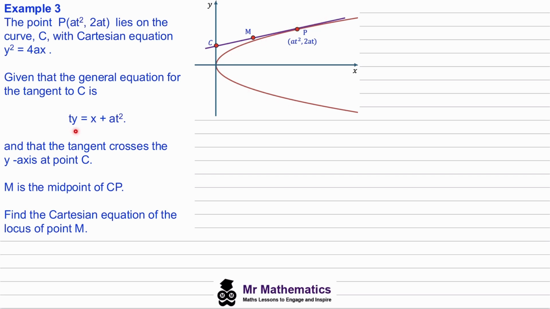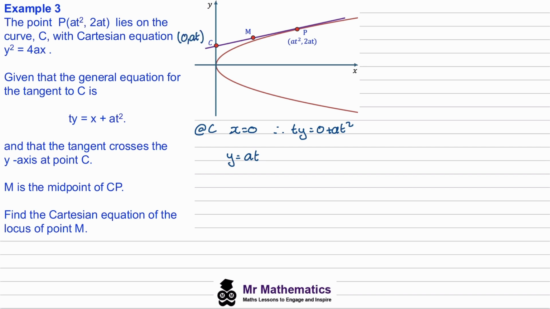We're given that this is the general equation for the tangent at P, and that C lies on the y-axis. So the first thing we need to do is to find the general coordinates for point C. And at C, we know that x equals 0. So we'll substitute the 0 into the general equation for the tangent. So we know that at C, the y value will be at. We'll just divide both sides by this t here. I'll label this on the graph.